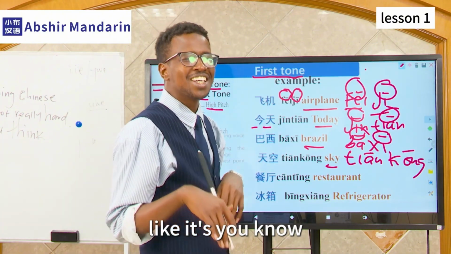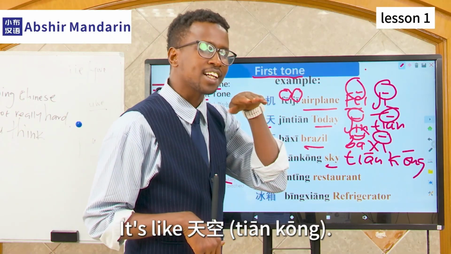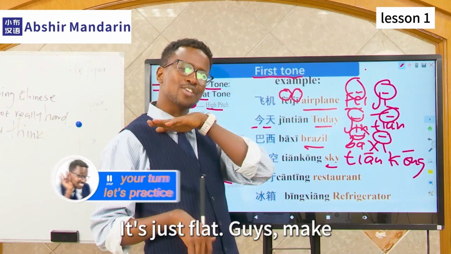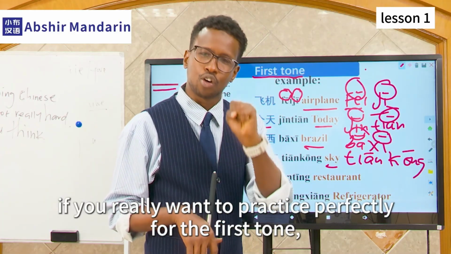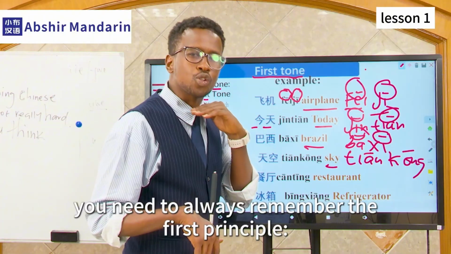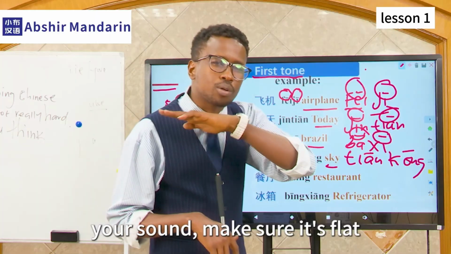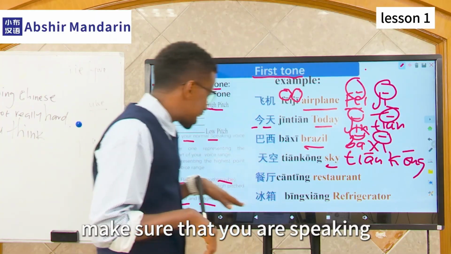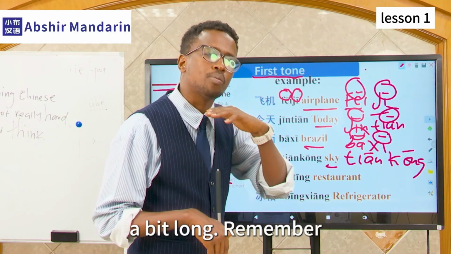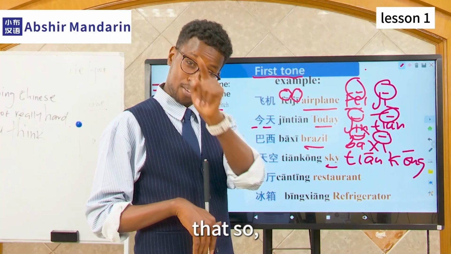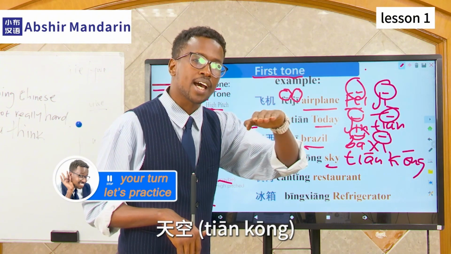Tian. The first tone is, I just call it the sweet tone. Tian kong. It's just flat. Guys, if you really want to practice the first tone perfectly, you need to always remember the first principle: make sure your sound is flat. Make sure that you are speaking loud. The third one is you speak a bit long. Remember that, okay? So, tian kong, tian kong.